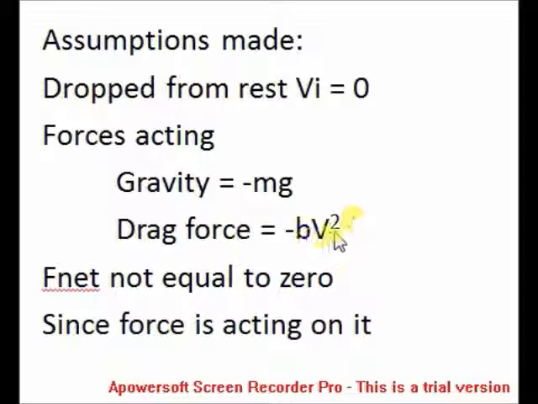The drag force is equal to minus bv square, v square as per the given assignment. B is the drag force constant, and the negative sign indicates the direction of the drag force is opposite to the direction of the velocity. So the net force acting on the body is not equal to 0 since the force is acting on it. I mean the gravity and drag force.